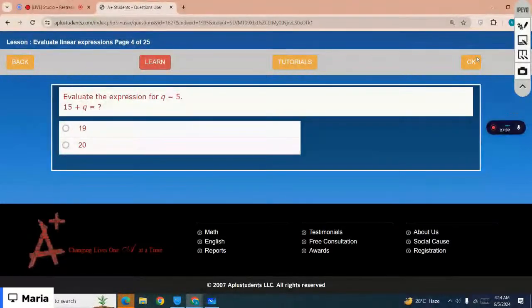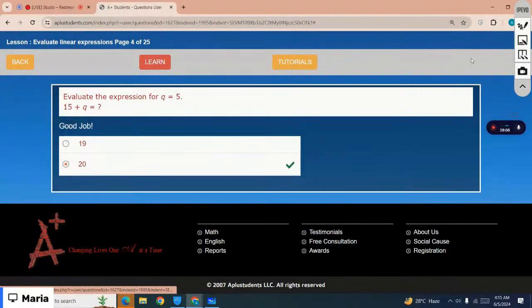Okay, the next one is evaluate the expression for q equals 5. You have to do 15 plus q. So the correct option is, you have to replace the q with a value. So 15 plus 5 is, yes, 20. The correct option is 20. Option number 2 is the correct option.